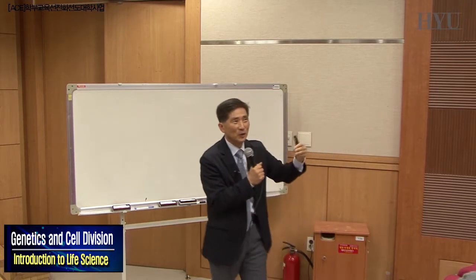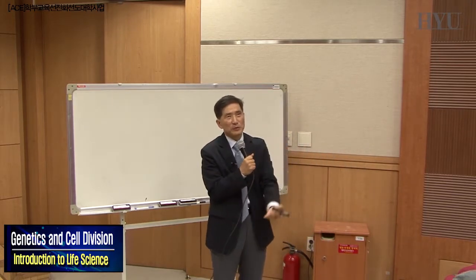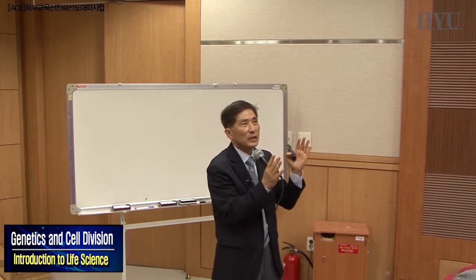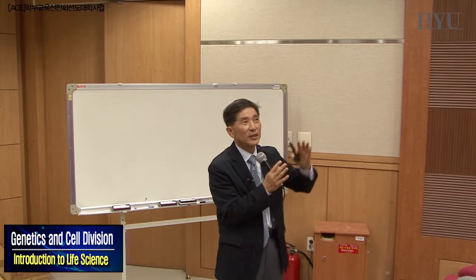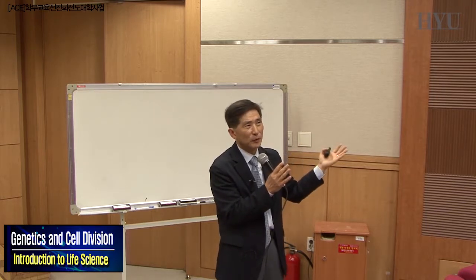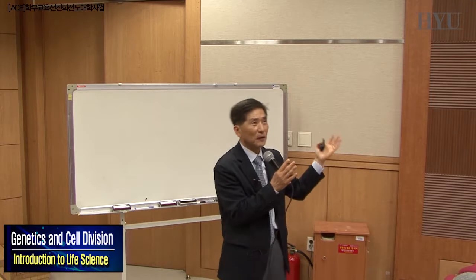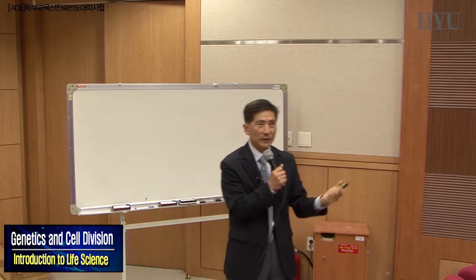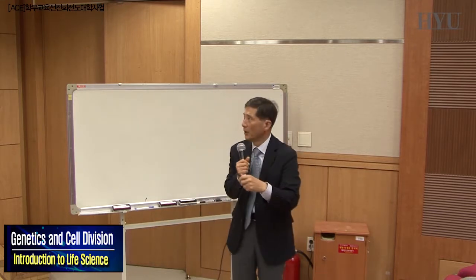So in other words, in order to prepare the next generation, what do you have to do? You have to give only half of what you have. Then the other half will come from the mother or father of the child. That's chapter 10. It's called meiosis. So we'll go through mitosis first.